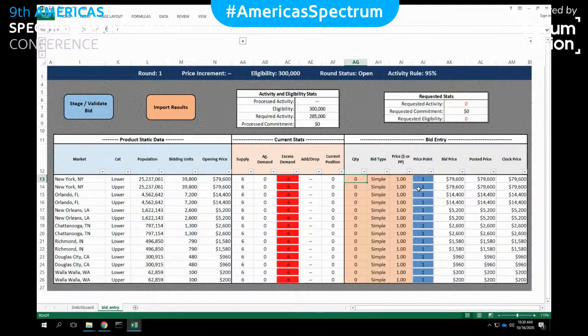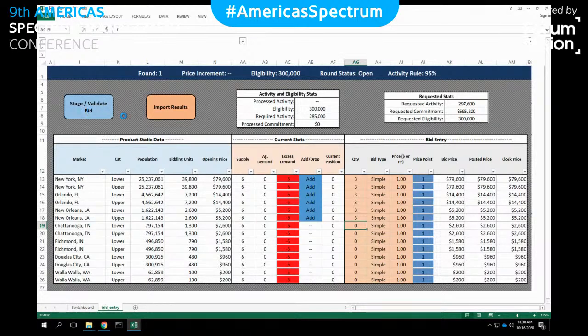So the sum of the bidding units times the quantity I request has to be less than or equal to that initial eligibility. So if we go ahead and enter a bid for 3 blocks in all the product categories from New York to New Orleans, we can see that our request eligibility is 297,600, right? That's less than or equal to our initial eligibility. So this is a valid bid.